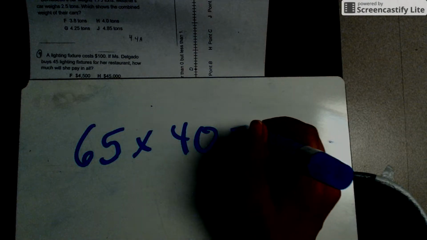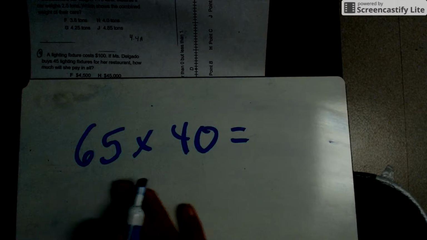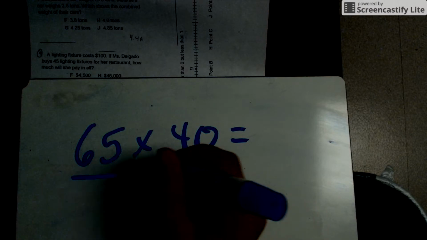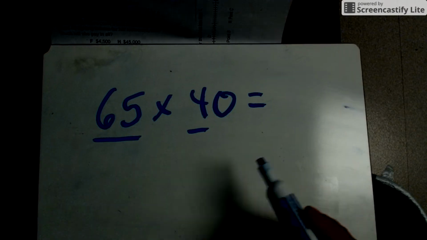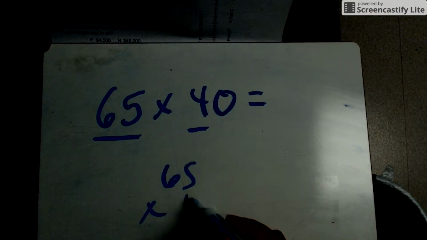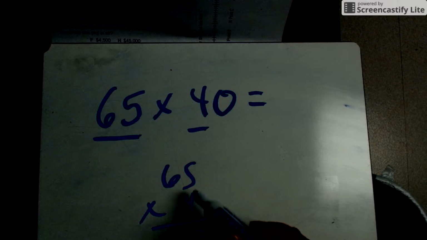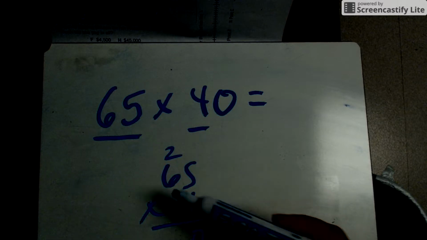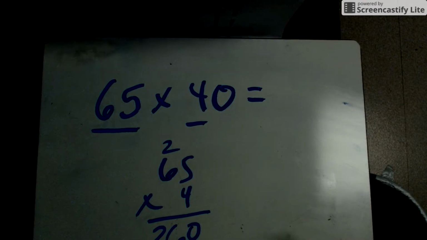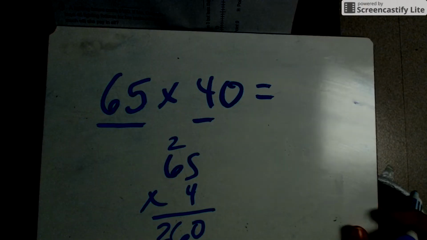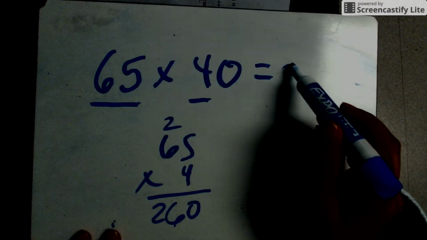Okay. If I were to give you a problem such as 65 times 40, well, rather than multiplying 65 times 40, I could multiply 65 by 4 and then add a 0 to the product. So if I were to do 65 times 4, 4 times 5 is 20. 4 times 6 is 24, plus 2 is 26. Well, 65 times 4 is 260.